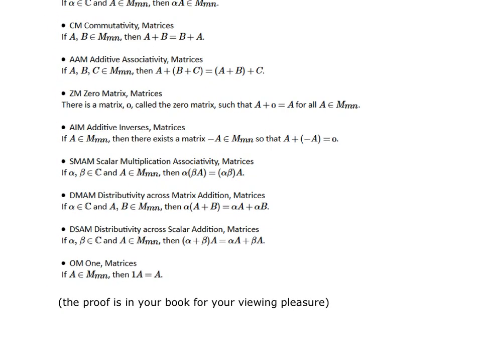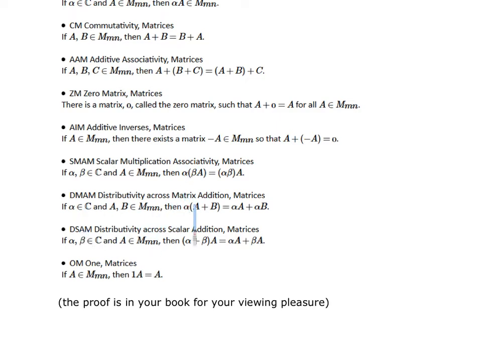I also get the scalar multiplication associativity. If I have two scalars, I can multiply the two scalars first and then multiply by the matrix A. Or I can take one scalar, multiply it by the matrix A, and then take that answer and multiply it by the other scalar.